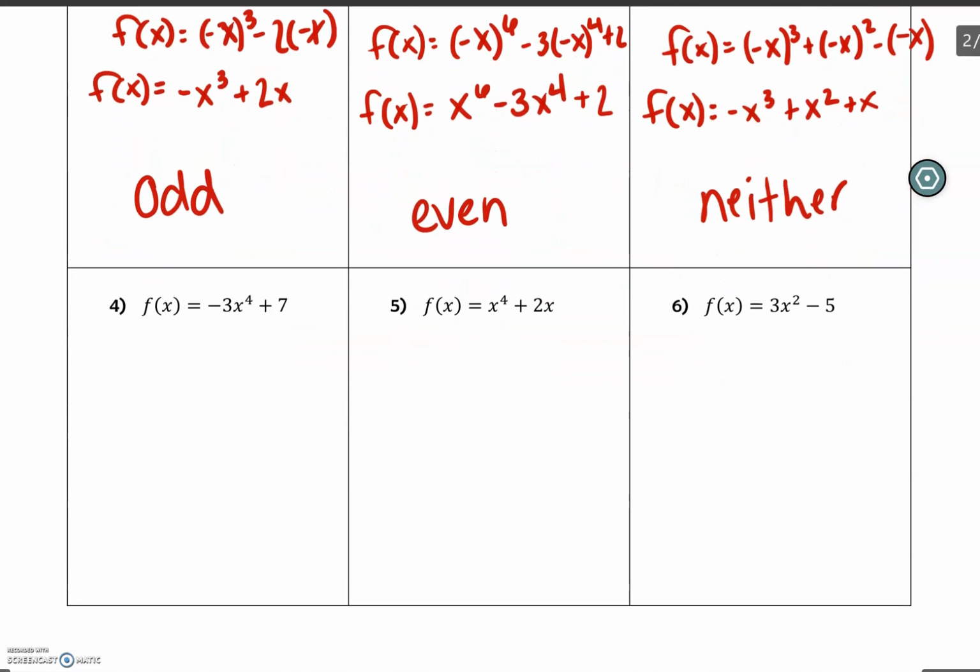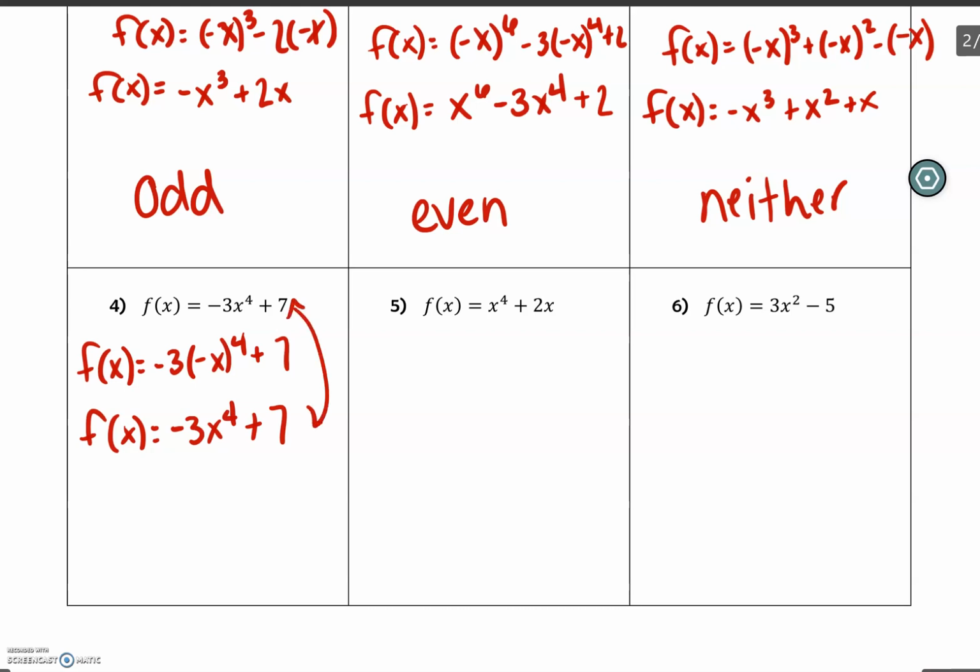Got 3 more examples. So number 4. All right, when we substitute a negative on the x variable and we go to simplify, we still have that negative 3 outside. Negative x to the power of 4 would result in a positive x to the power of 4 plus 7, and we can see that our equation is exactly the same as we started with, meaning it is an even function.